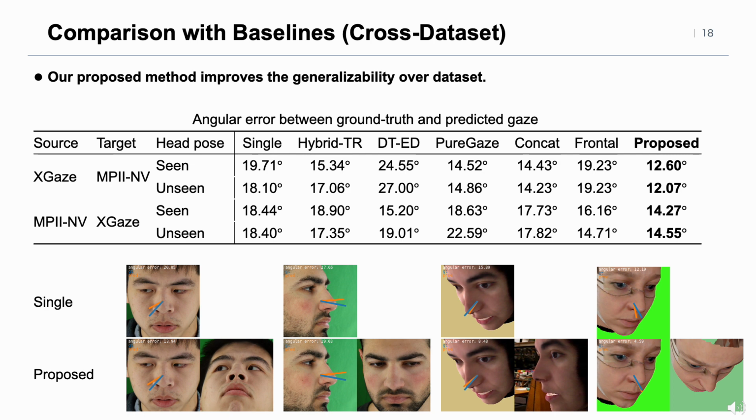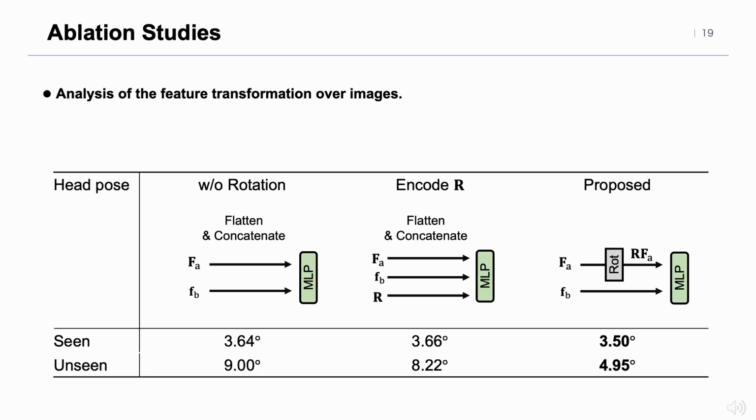Next, I'll share the cross-dataset evaluation results. The first row illustrates the outcome when we trained on XGaze and tested on MPII-NV, while the second row presents the reverse, training on MPII-NV and testing on XGaze. Notably, our approach achieves high accuracy even in a cross-dataset context.